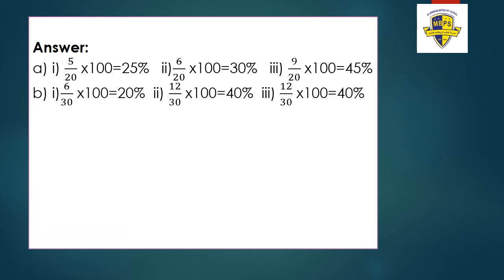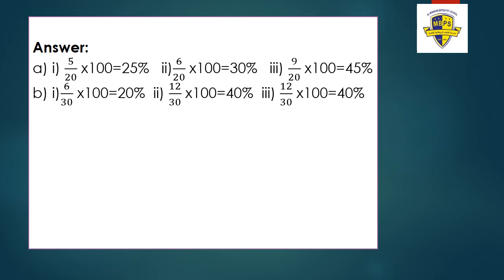For B, it says what percentage of the girls were underweight, normal, overweight? So we have 6 girls underweight. So 6 out of how many girls do we have? Yes, we have 30 girls. We write it now as a fraction, 6 over 30. Then we multiply it by 100 to change it to a percentage. So we have 20% underweight.